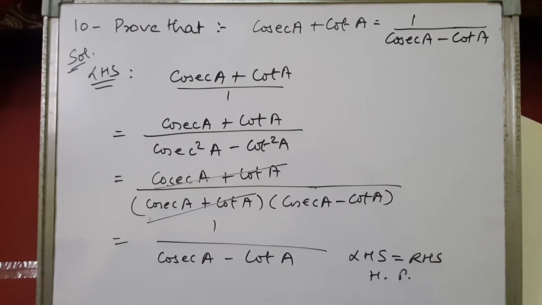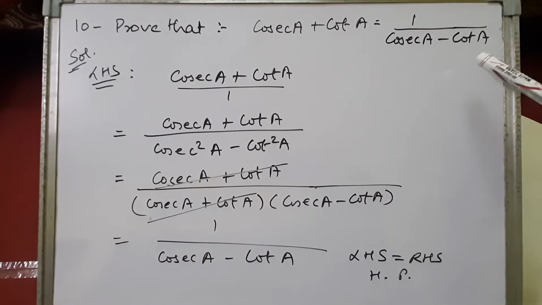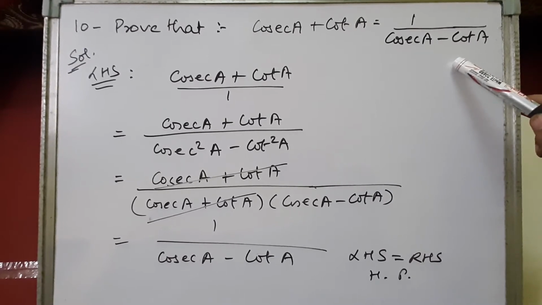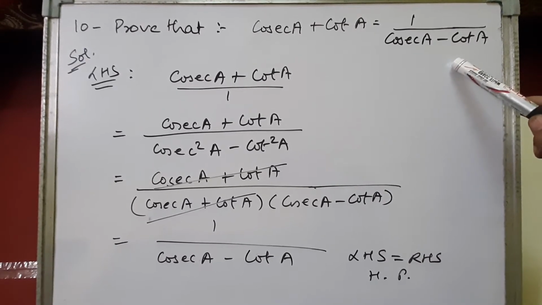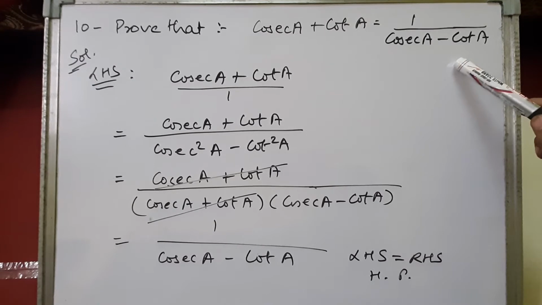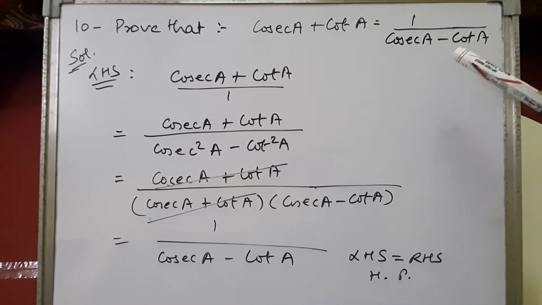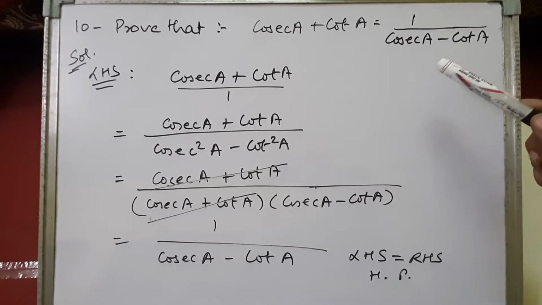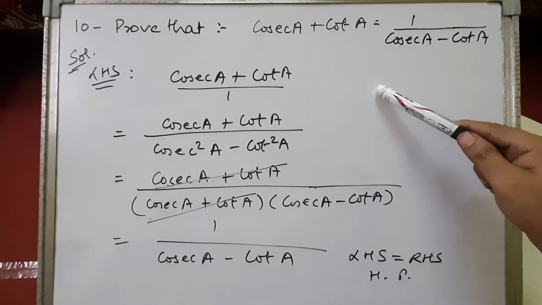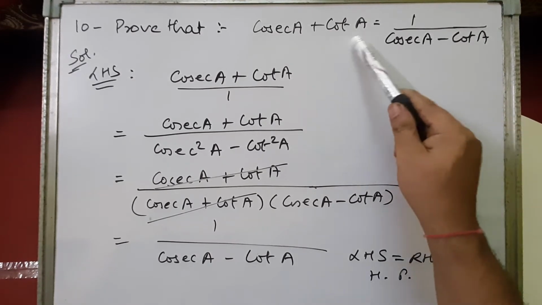Okay, children, let's see the 10th sum. In this sum, we have to prove that cosec A plus cot A equals 1 upon cosec A minus cot A. So we can pick up any side, either left hand side or right hand side, and then we can prove it to the other side. Here I have picked left hand side, which is given as cosec A plus cot A, right?